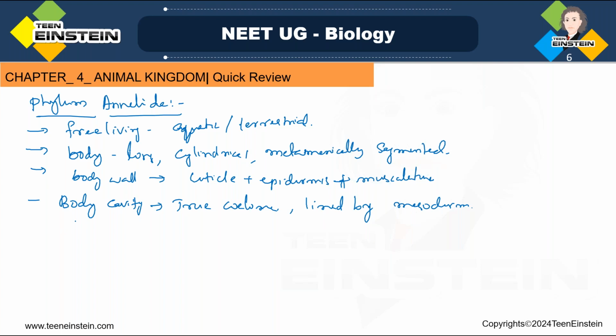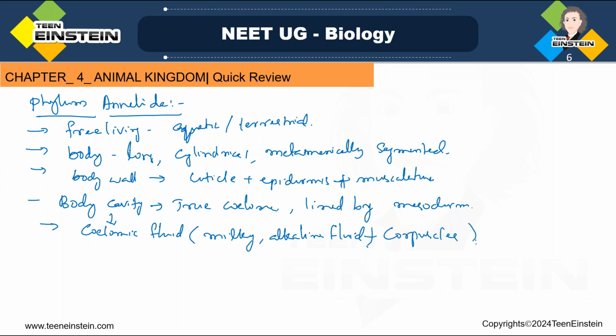Okay, so here you can see the coelom or the body cavity. This is filled with coelomic fluid, and this coelomic fluid is a milky alkaline fluid. This is called coelomic fluid, and it consists of different types of corpuscles.